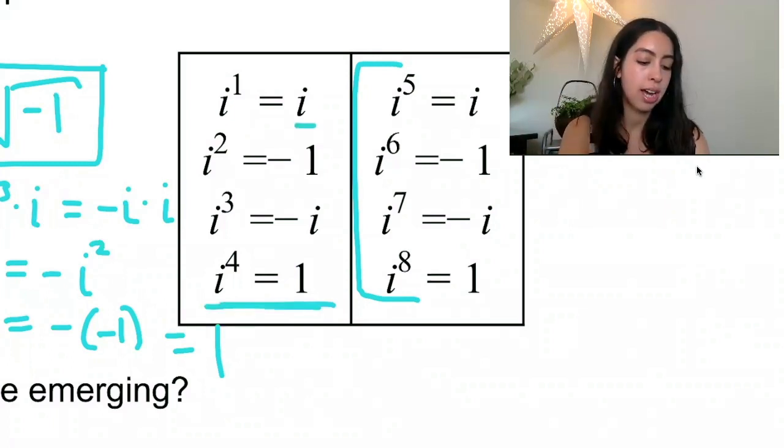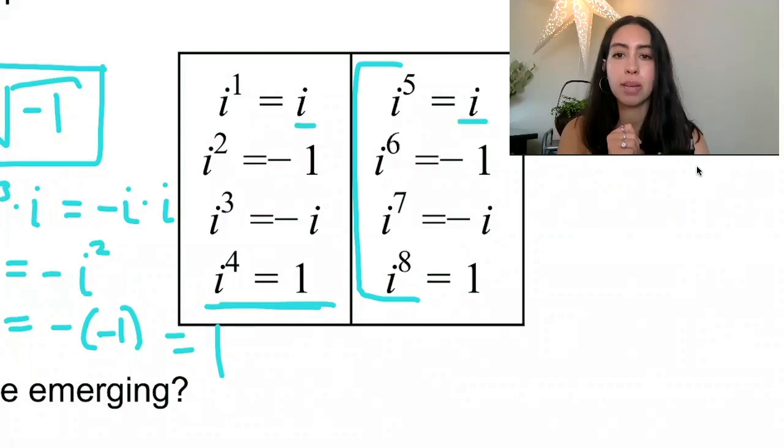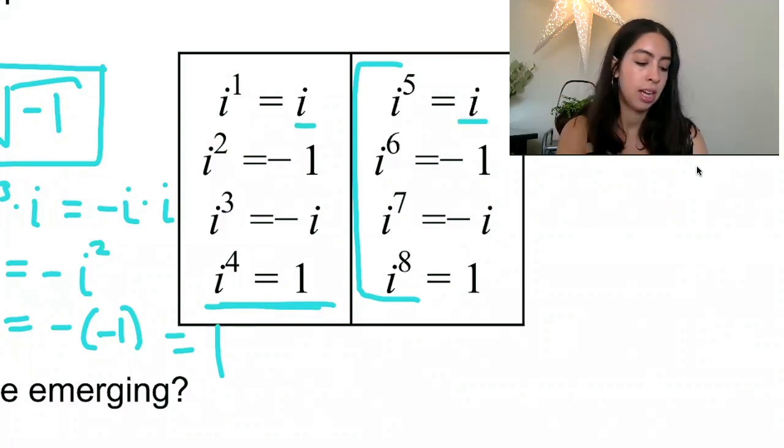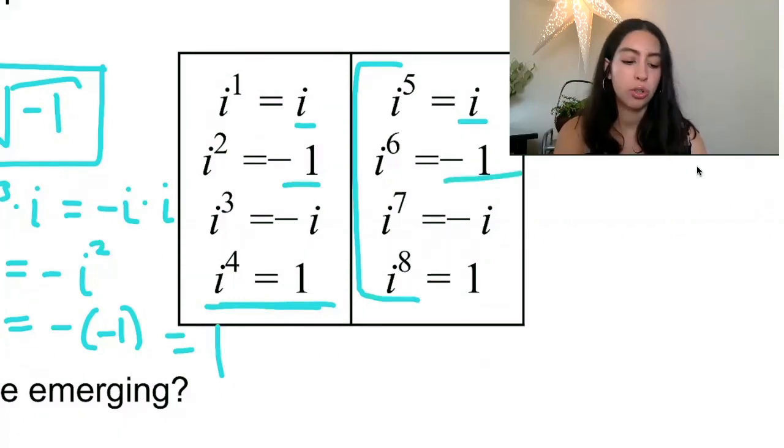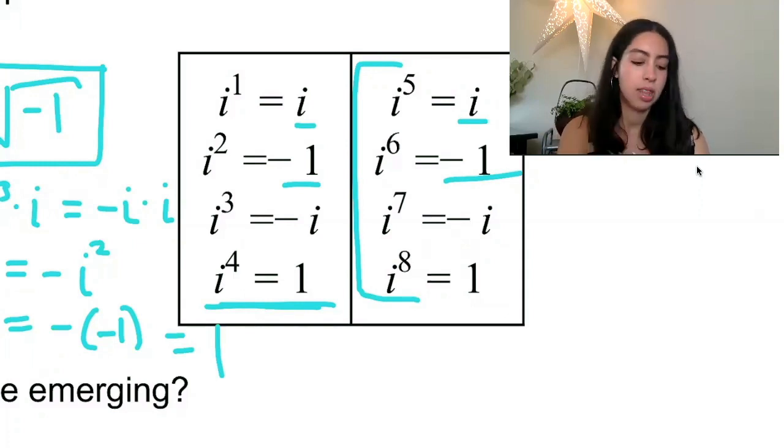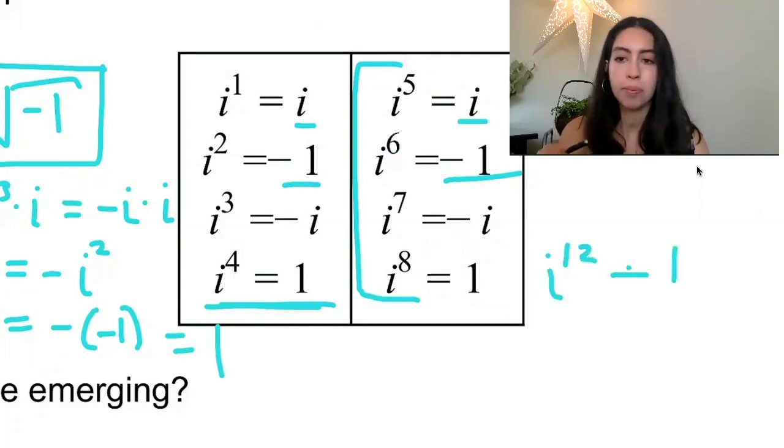So you see i to the first is the same thing as i to the fifth. i squared is the same thing as i to the sixth, and so forth. So what we can do is we can start to assume that if we were to do i to the ninth power, following this pattern, it's going to equal i. And then later on, I know that i to the 12th power is going to equal 1.